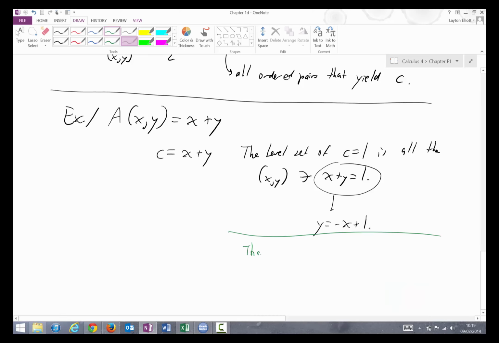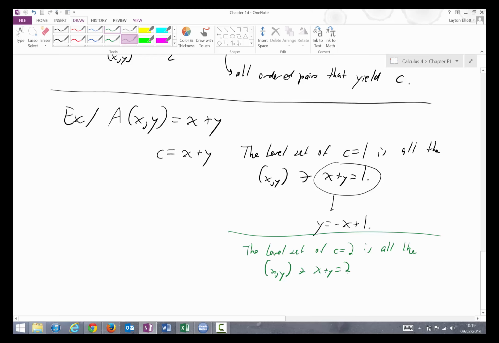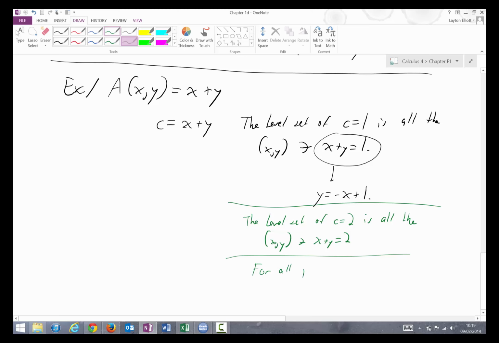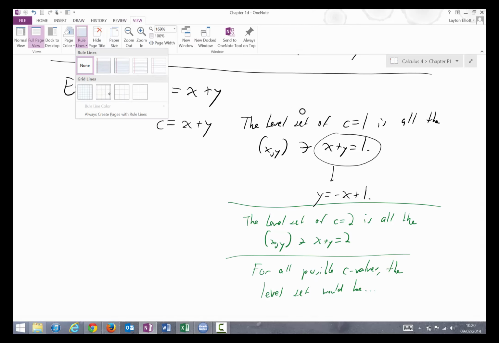And I could kind of continue with that. I could say the level set of, sorry, c equals 2 is all the xy ordered pairs such that x plus y is equal to 2. For all possible c values, the level set would be what? Well, we can kind of visualize this if I graph the first two on a grid.